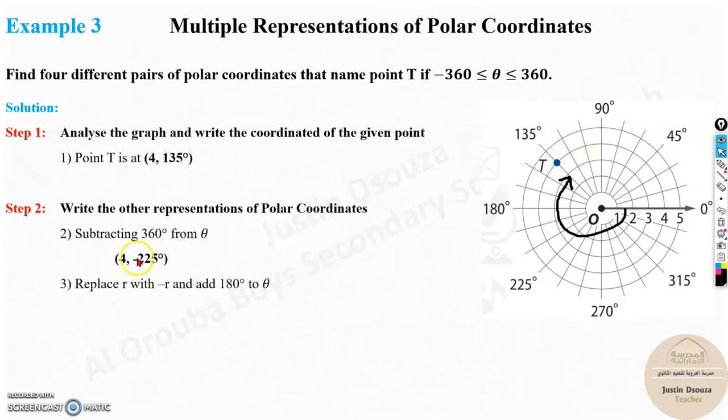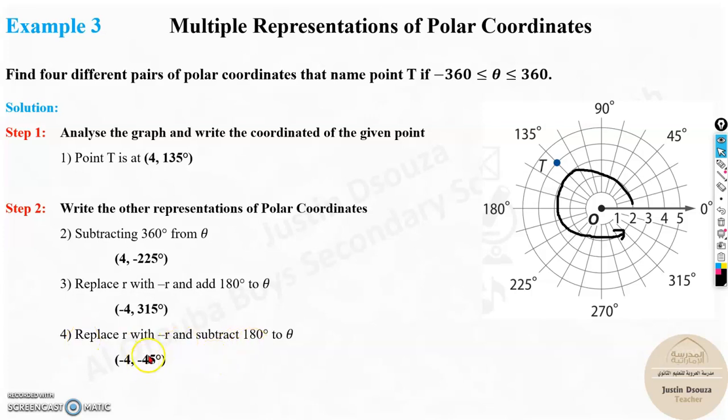Another way is to replace this r by minus r and add or subtract 180 to theta. So if you add 180, it is 315. So what it means is you have to come over here to 315 and take minus 4, 1, 2, 3, 4 minus. That's the thing. And over here, again, when you subtract, you're going to get minus 45. That is basically this line over here. And you will reach minus 4 at the same point. So this is how we can solve it. It's very simple and straightforward.